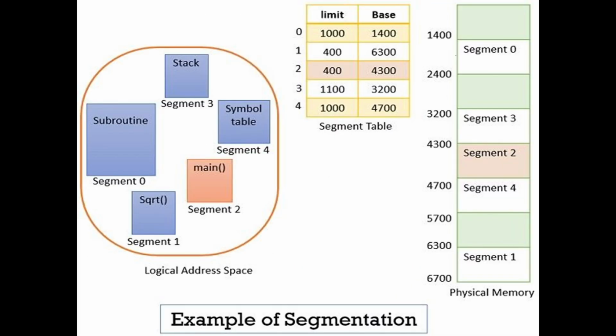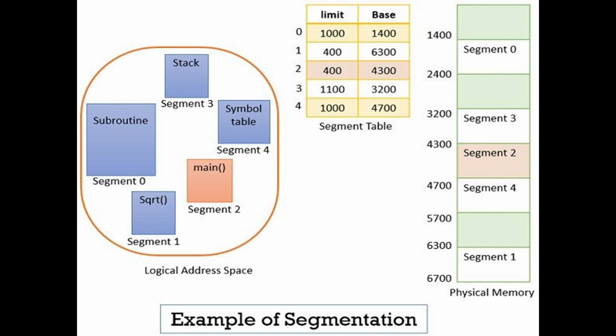I will show one example. As I mentioned in the previous diagram, I have 5 segments. Segment 0 is a subroutine. Segment 1 is a SQRT function. Segment 2 is a main function. Segment 3 is a stack, and segment 4 is a symbol table. This is the segment table. The segment table contains 2 addresses: one is a base address and the other is a limit address.